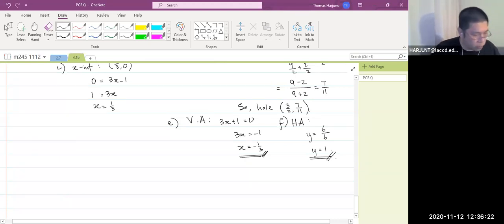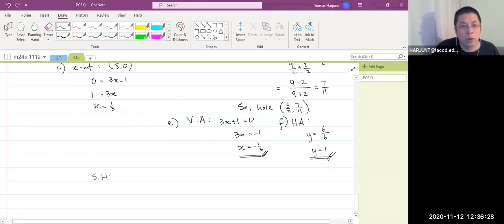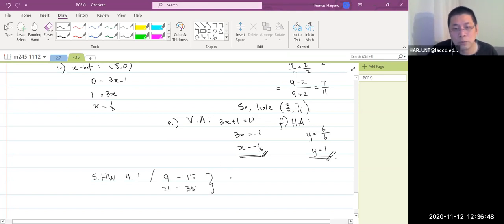So your suggested homework from 4.1 will be number 9 to number 15, and number 21 to number 35. For all of these questions, what I want you to do is to find the domain, y-intercept, x-intercept, vertical asymptote, horizontal asymptote. That's all you need to do.